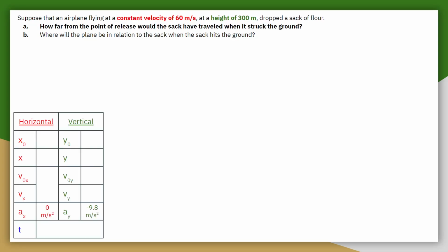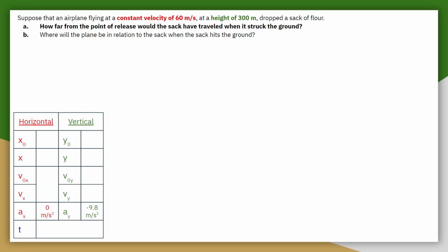We are making the assumption that the airplane is not only flying at a constant velocity of 60 meters per second, but it is flying perfectly level with the ground. That means that this will be a horizontally launched projectile problem. That will allow us to make some assumptions when we're filling in our list of horizontal and vertical variables.